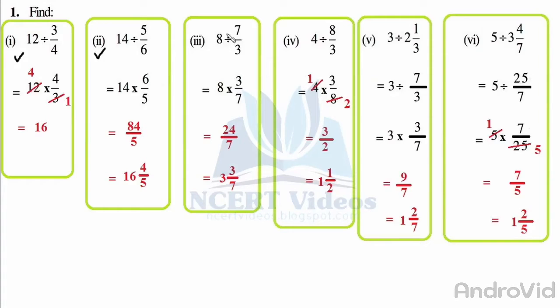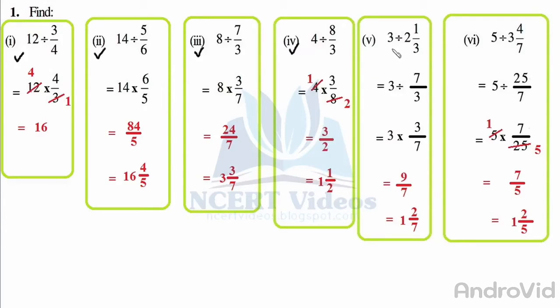Third, 8 divided by 7 by 3. 8 into, flip it, 3 over 7. Then 8 3s are 24, 7 1s are 7. Now improper, 3 7s are 21 plus 3, and 3 by 7. Now fourth, 4 into, flip it, 3 by 8, cutting proportionally, 1 4s are 4, 2 4s are 8. Then 3 over 2, improper, it is 1.5.